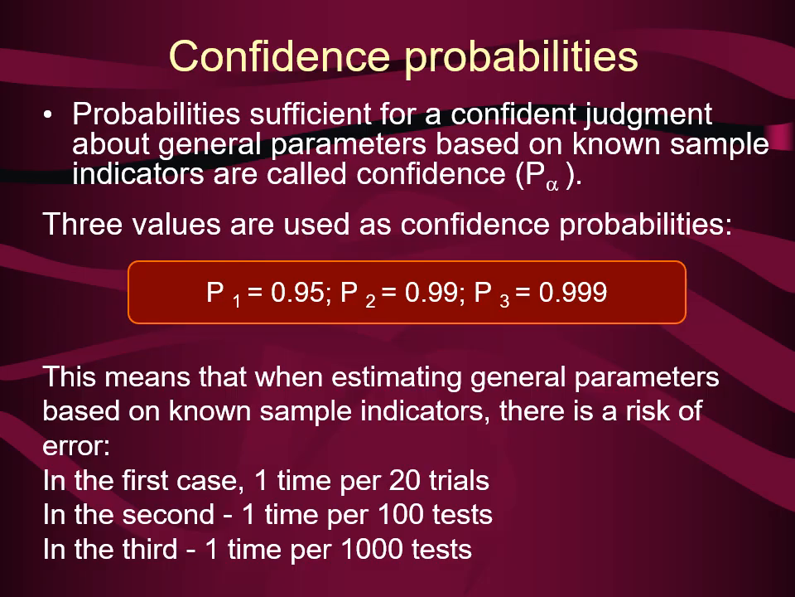They are close to reliable events, that is, to events whose probability is equal to 1. So the first probability is 0.95, the second one is 0.99, and the third is 0.999. Confidence probabilities are specified based on the requirements, based on what objects you have to work with. They are specified at the initial stage of the study.